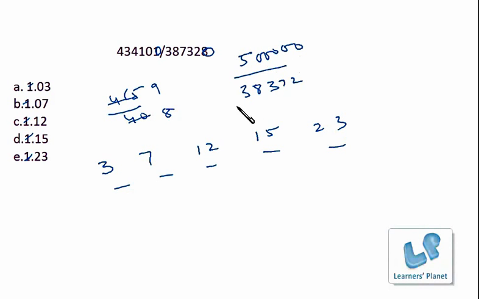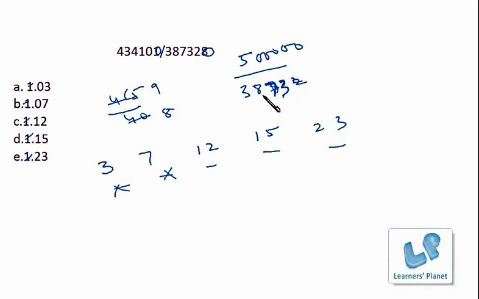Now this is 5 lakh and this is 38,732, right? No problem. Okay, now I have to see whether this 5 lakh is 3 times, 7 times, 12 times, 15 times or 23 times, right? Now it becomes very simple. 10 times of 38,000 will be what? It's 3,87,000. So 5 lakh is more than that, so these two options are eliminated.